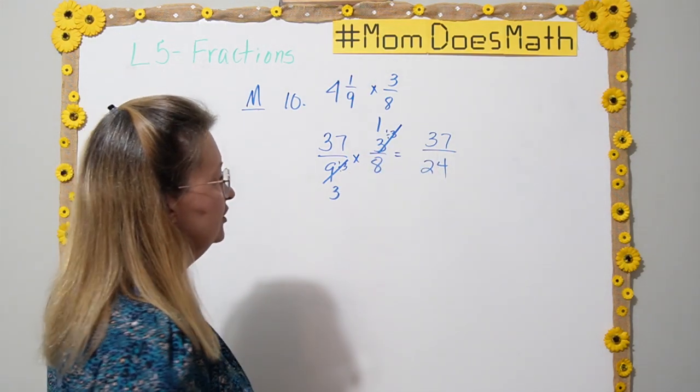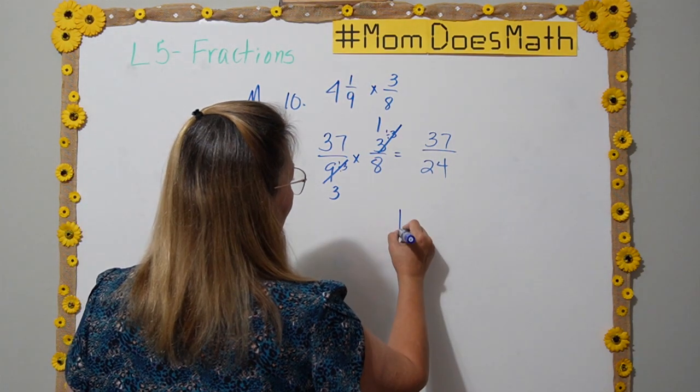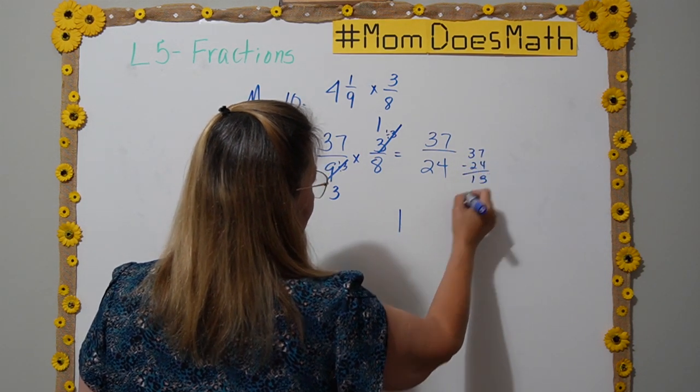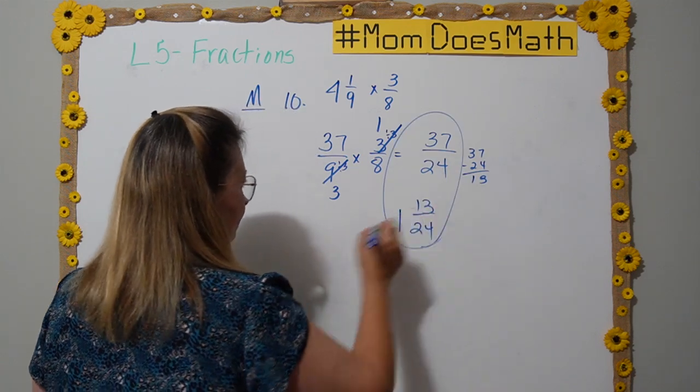So if you want to change it to a mixed number, how many times will 24 go into 37? 1 time. And then 37 minus 24 is 13. So you got 13/24ths.